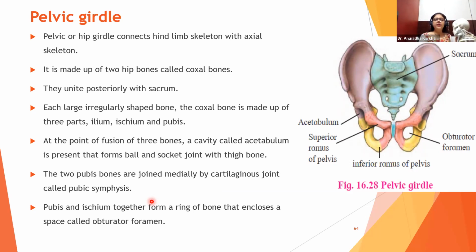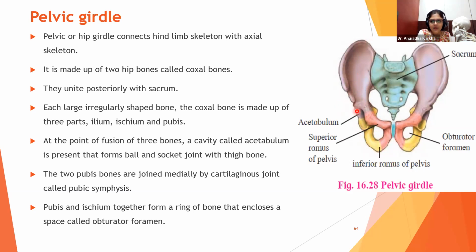So each large irregularly shaped bone, the coxal bone, is made up of 3 parts: ilium, ischium, and pubis. So please, my dears, understand this part well. Here also you will see. So this brown part, the largest part, is ilium. This reddish part, pinkish reddish part, whatever, is ischium, and this yellow part is going to be the pubis. Okay, no, sorry, this yellow one is ilium, and the pink one is the pubis.